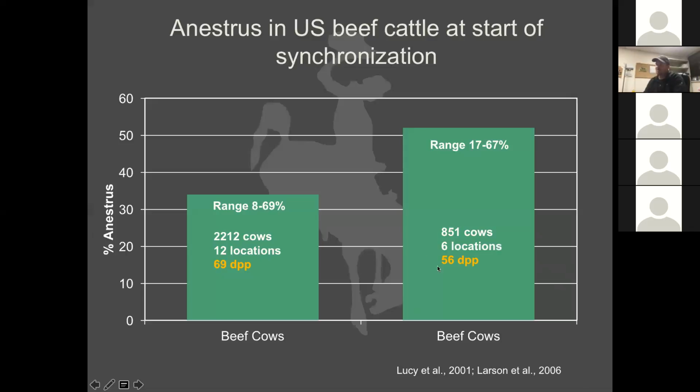On this graph over here, same thing. A few less cows, but at 56 days, the range is from 17 to 67. So why is there such a range? Why can we go from 10 to 70% of our cows not cycling by day 70? Anybody have a good guess on that? Anybody? Bonus points if you take a guess.